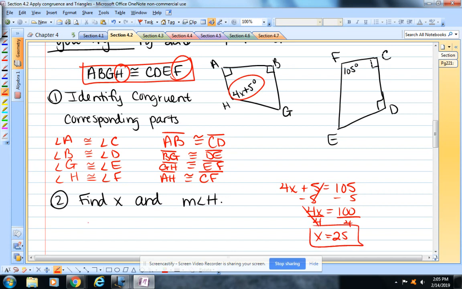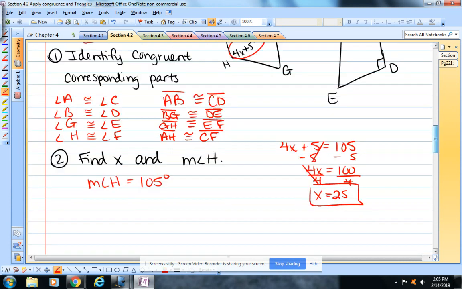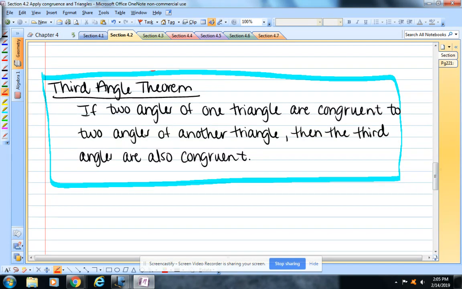Now what's the measure of angle H? Do I even have to solve for x to do that? No, I can check it. 4 times 25 is 100, plus 5 is 105. But I already know that it equals the measure of angle F, right? So the measure of angle H equals the measure of angle F, which is 105 degrees. So raise your hand if you got 25 and 105 for number 2. Any questions?